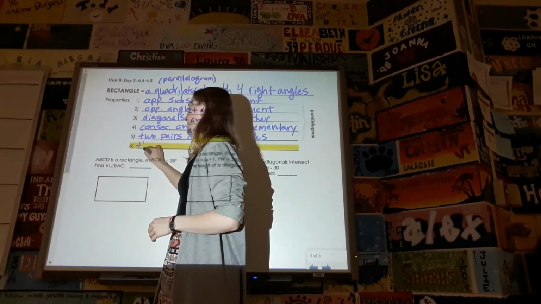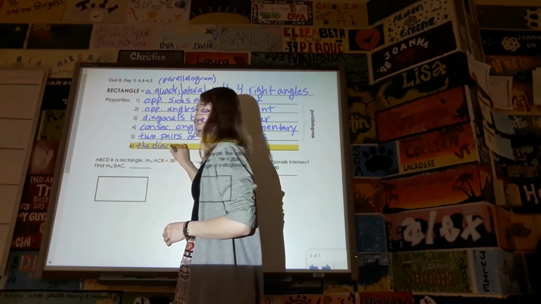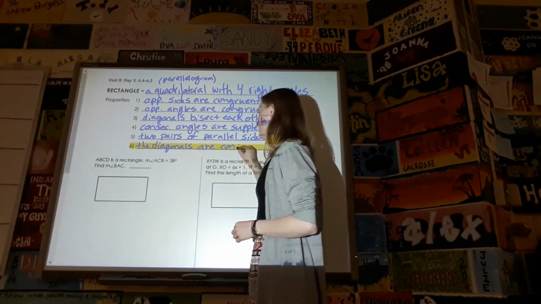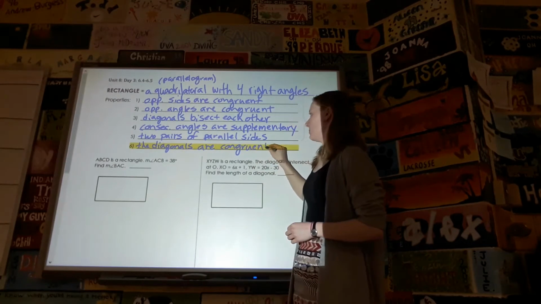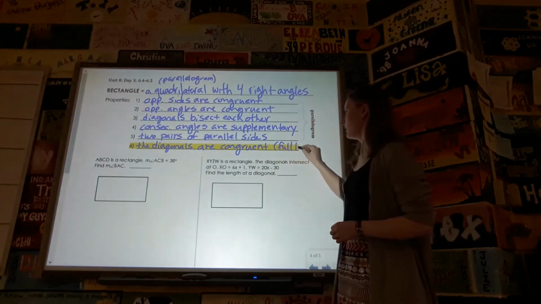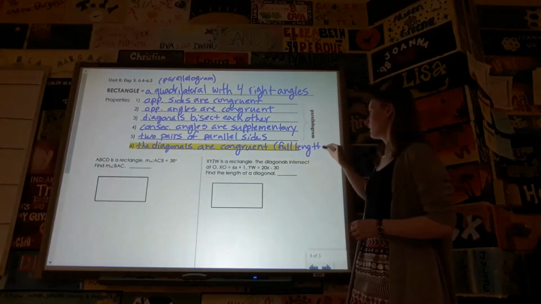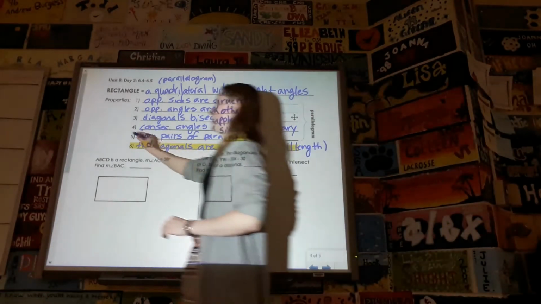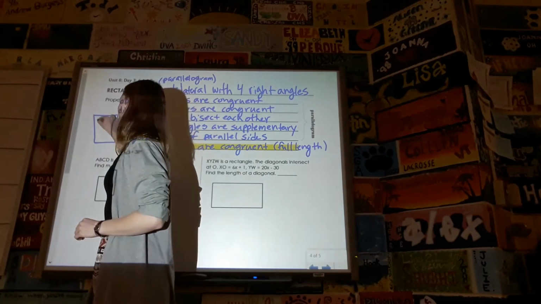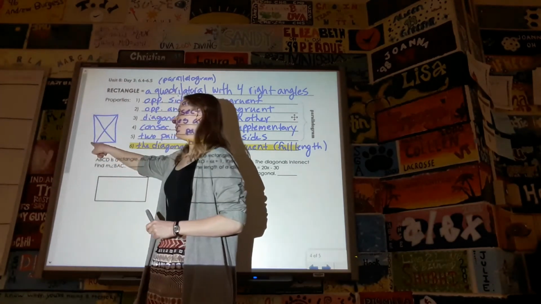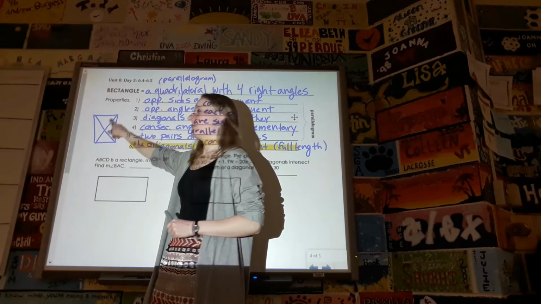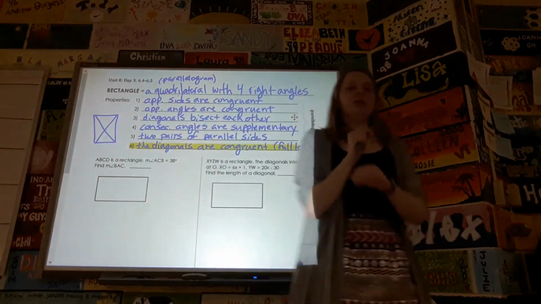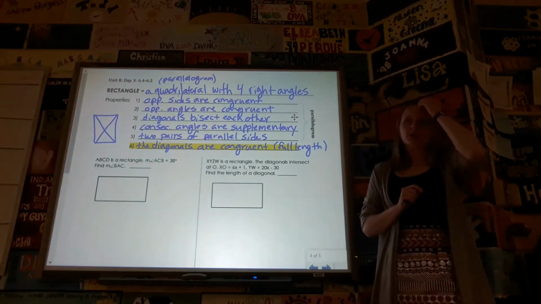The diagonals are congruent. And then you guys in parentheses can say full length. So if I were to draw a rectangle, if you guys want to draw a rectangle over here, that means that the diagonal from this corner to this corner is the exact same length as the diagonal from this corner to this corner, which was not true in just a regular old parallelogram that we talked about last time.